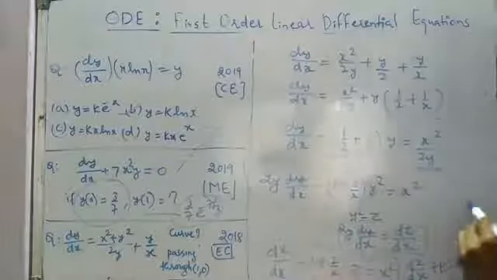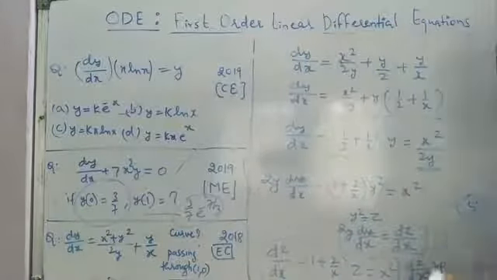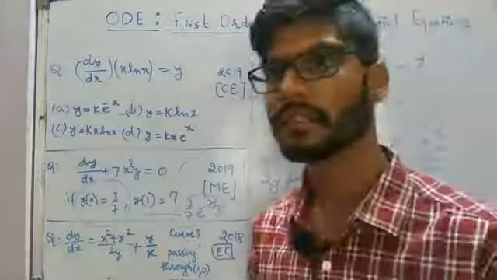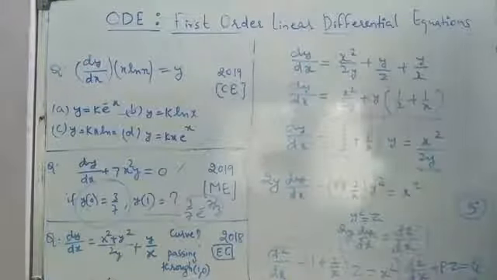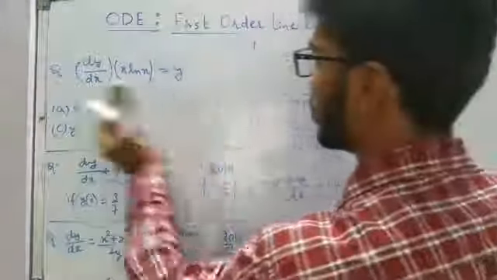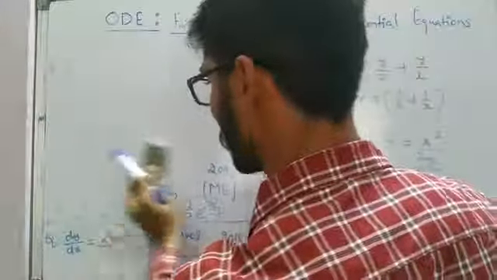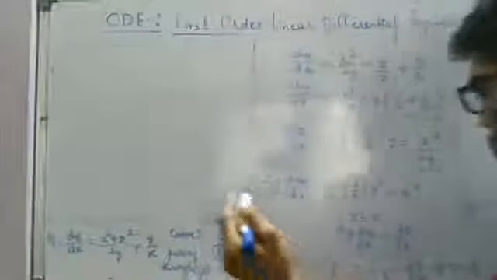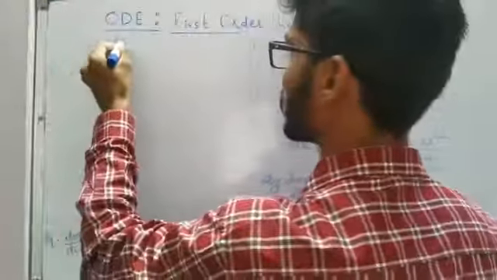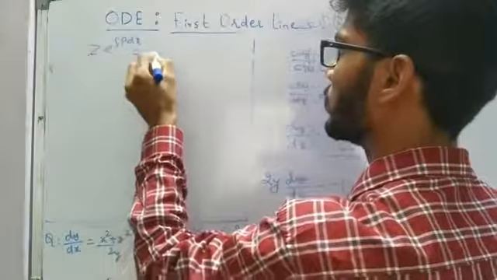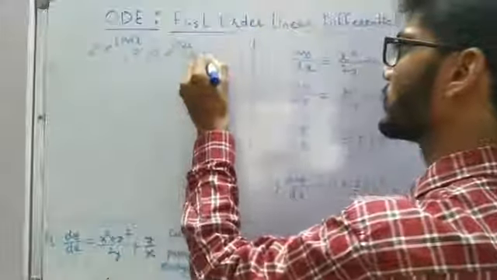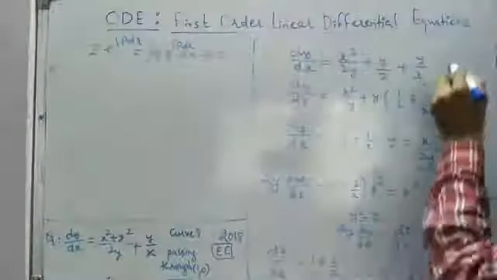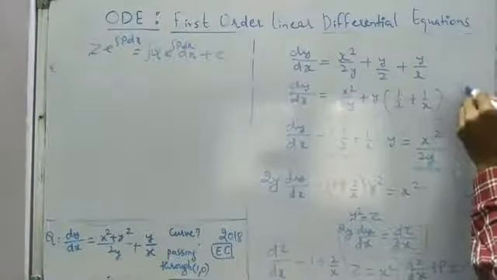So we are making use of the fifth form, the standard reducible linear differential equation. Let us solve further to come to our answer. The direct solution we can write: z e^(∫P dx) equals ∫ Q e^(∫P dx) dx plus c. First we will have to calculate e^(∫P dx).